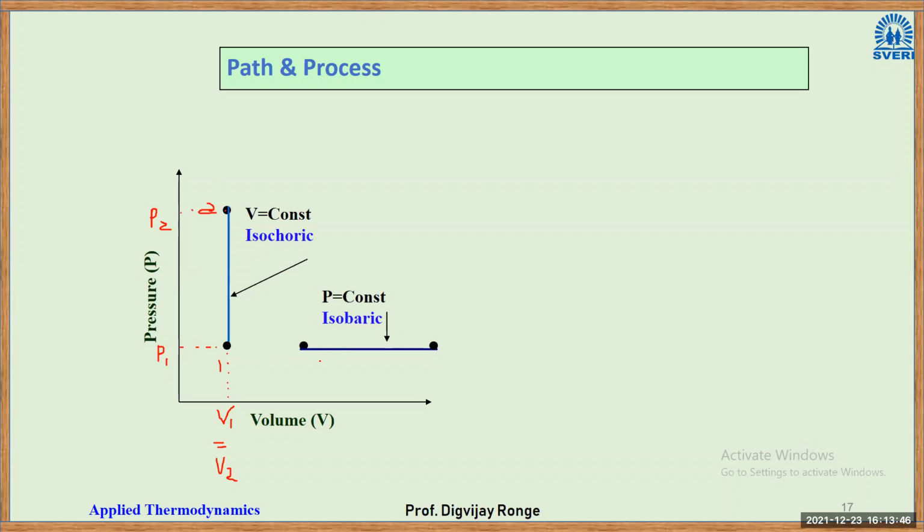Now the second process is here, okay? In this case, this is state 1, this is state 2. What is happening in this case? If I take volume, initially let us say this was volume V1, final is V2. So volume is changing. But what about pressure? If you take this in a horizontal line, initially pressure was P1, final pressure is P2, and both are same. So pressure is remaining same, but volume changes. Such processes where pressure is constant are called isobaric processes.